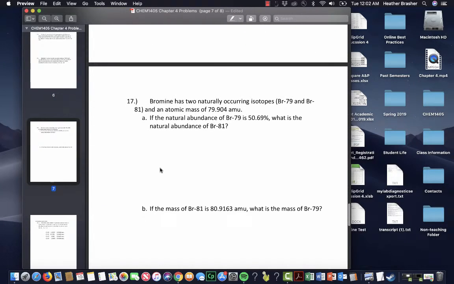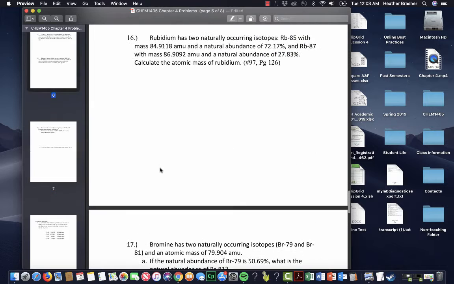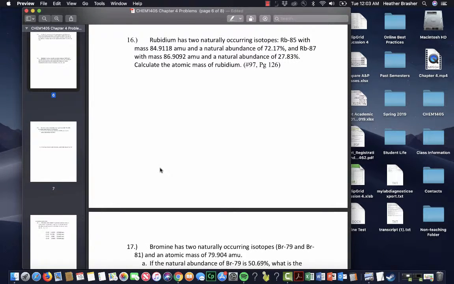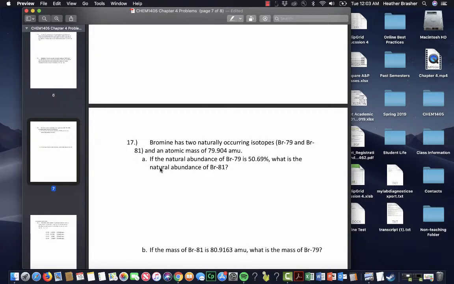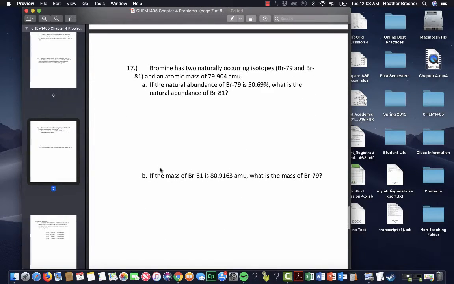Let's go to number 80, let me see, bromine, which one is this? The last one was number 97. This one is number 99. Sorry, I didn't put that on there. So we are at number 99.